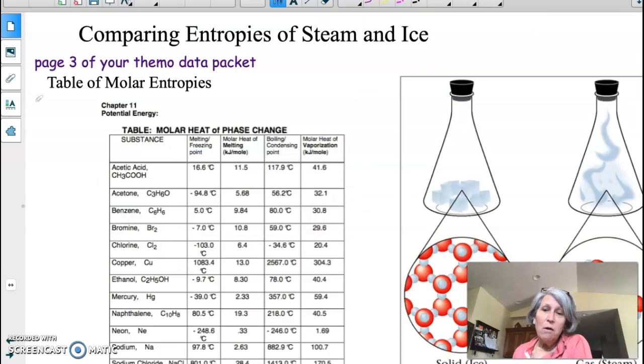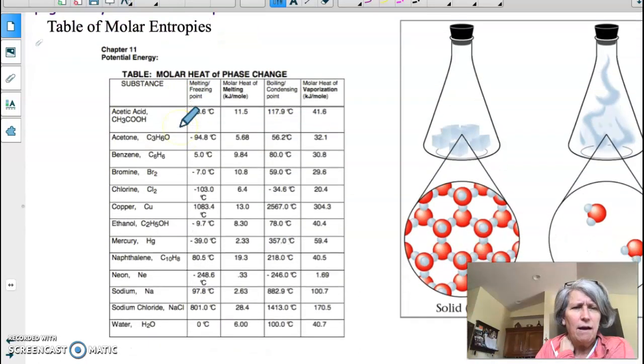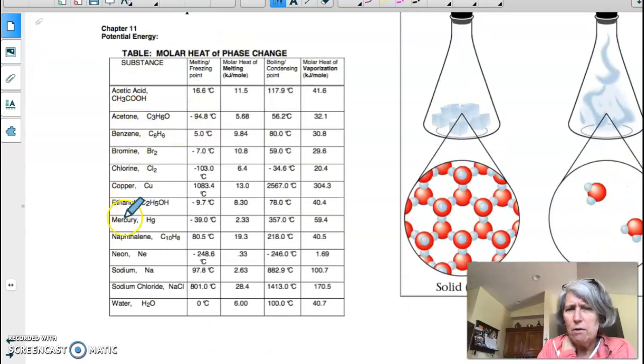Okay, so what we have here then is on page 3 of your thermal packet that hopefully you guys had printed out. There is a table of what we call the molar heat of phase change. And this has a whole bunch of stuff here. It's got the compounds that we're going to be using in our worksheet for the day. So that is all here.